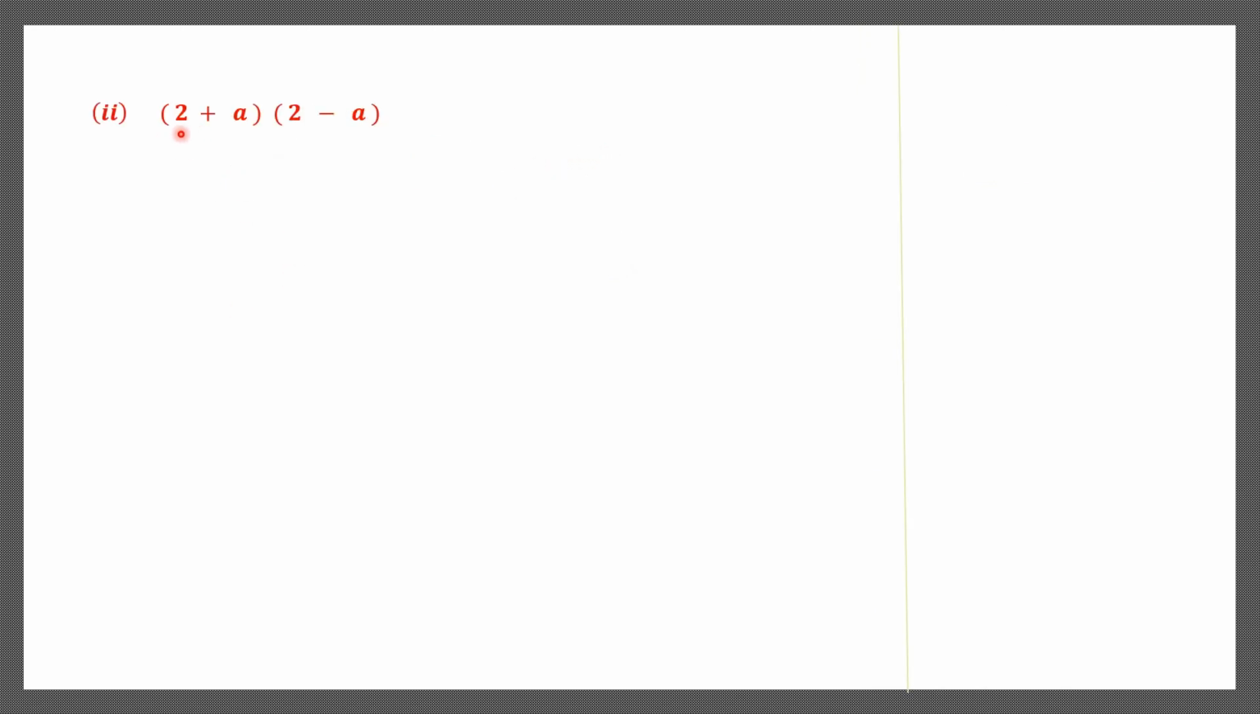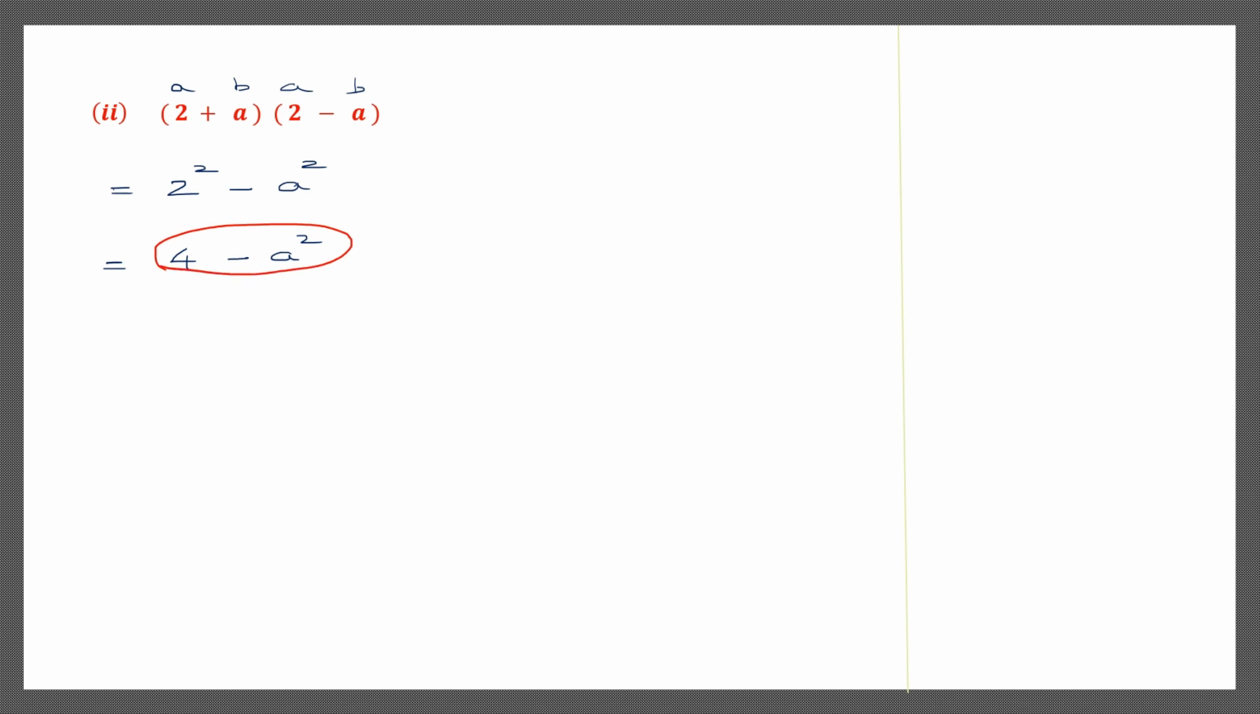Question 2. So here also can you see the sum and the difference of the same terms. So we can use the formula a square minus b square. So this is a and this is b. So a square means 2 square and minus b square means here we have a square. So what is our answer? 2 square. 2 into 2 is 4 minus a square. So the answer to this question is 4 minus a square.